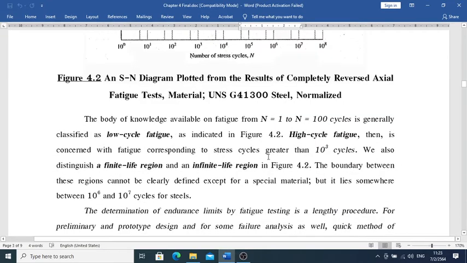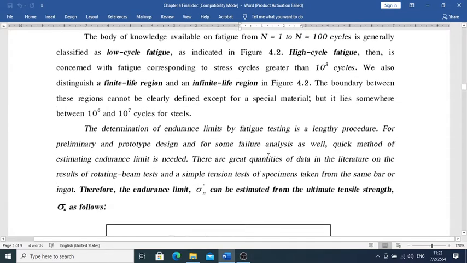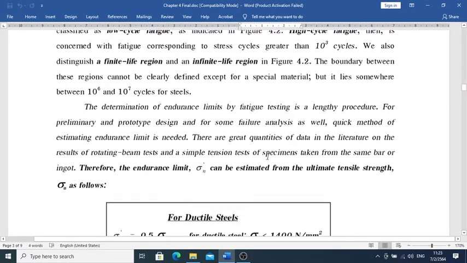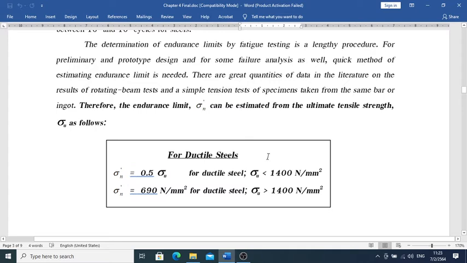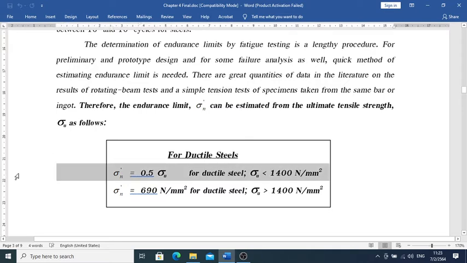So we just call it finite life up to 10 to the power of 6, things like that. In conclusion, if you compare to the tables of the module, typically we're going to have sigma n about 0.5 sigma u.